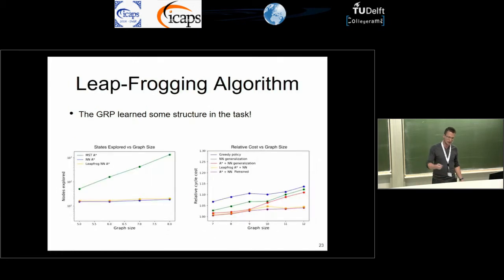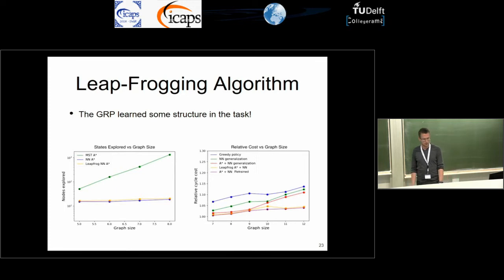So again, on the left, we have the number of states explored. And we compare the leapfrogging algorithm, which is in orange, to the minimum spanning tree heuristic, which is in green. As you can see, it performs much better. And we also evaluate a non-generalized neural network heuristic, which was trained directly on data of the same size. And the two are very close in performance, the blue and orange.